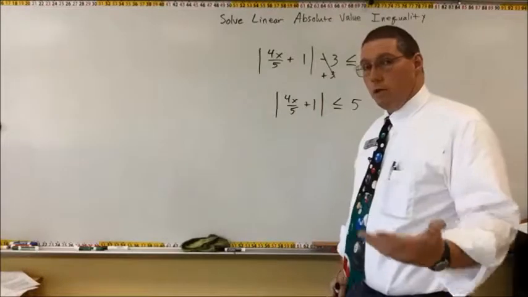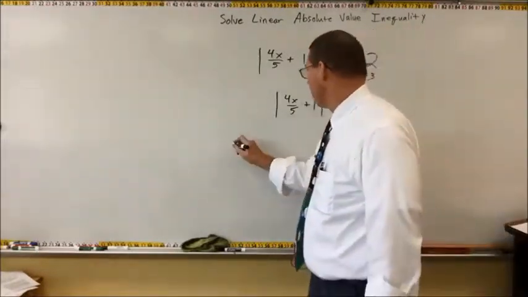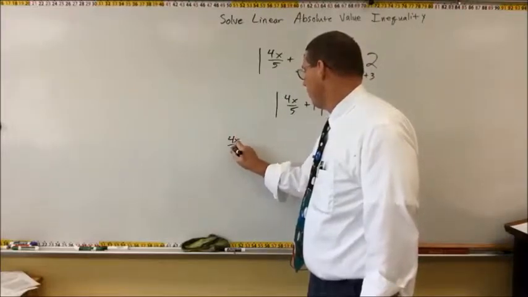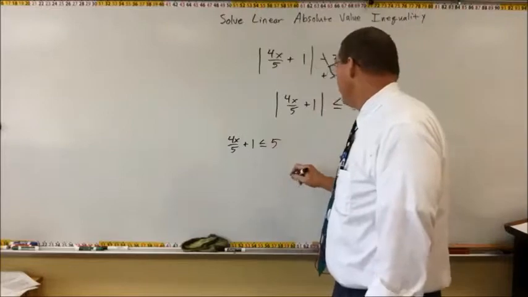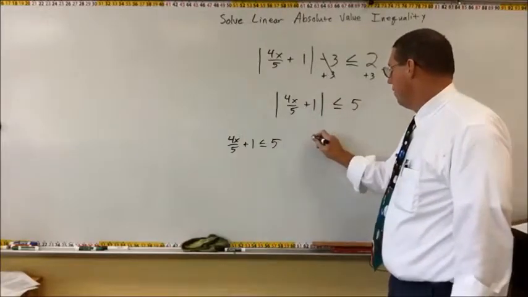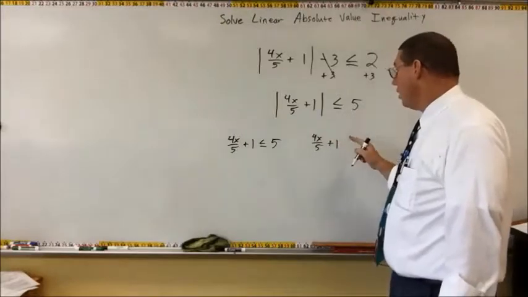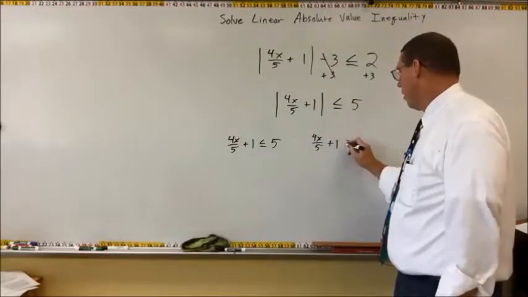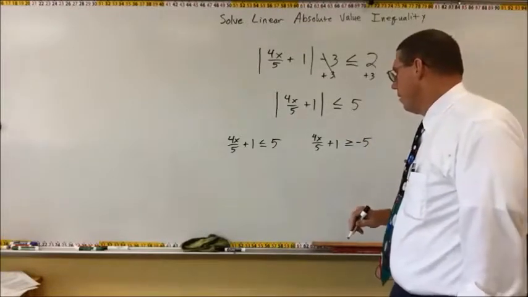The first one looks just like the problem without the absolute value symbols. So we got 4x over 5 plus 1 is less than or equal to 5. The other one looks the same, 4x over 5 plus 1, only we're going to switch the inequality sign and we're going to make this a negative, right?